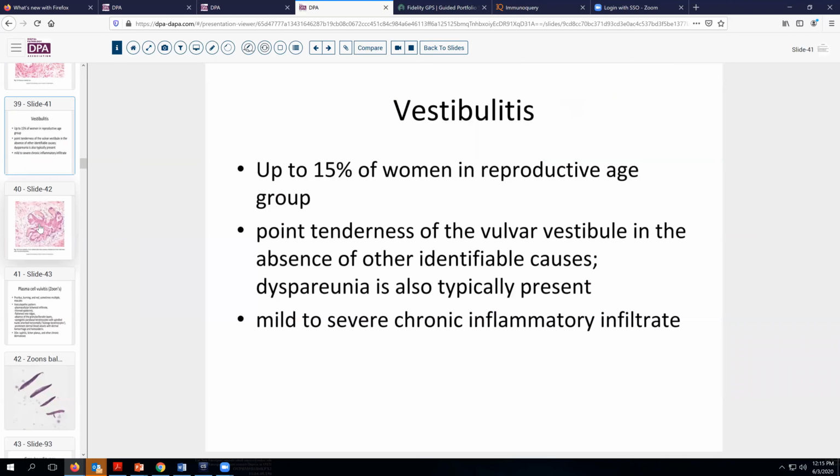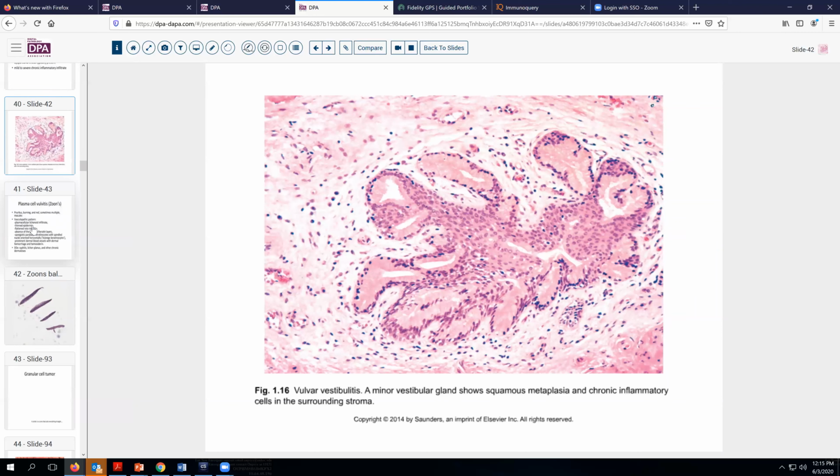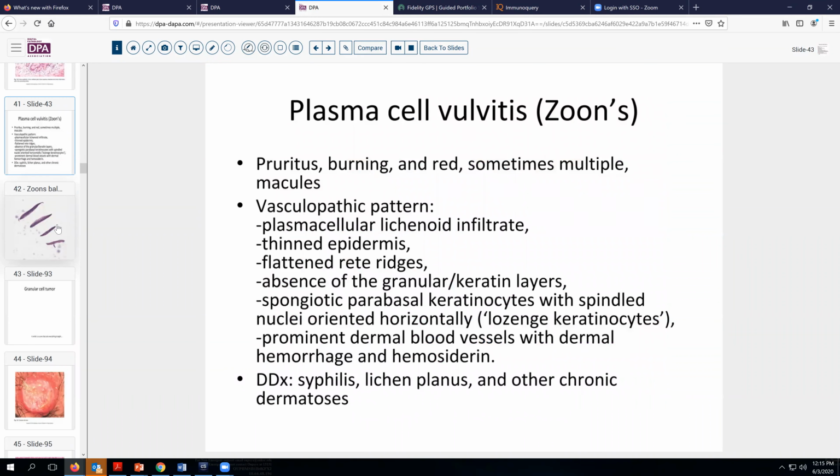Vestibulitis, I don't think I've made this diagnosis, but it's supposedly fairly common in women of reproductive age. They can have point tenderness and absence of any other identifiable cause. And as far as at least the Saunders textbook indicates, it looks like this, with squamous metaplasia involving these vestibular glands, a little bit of edema, maybe some eosinophils in the surrounding tissue to indicate vulvar vestibulitis.